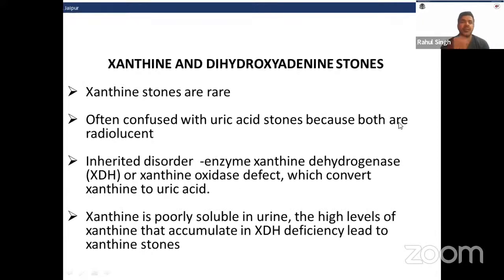Xanthine and dihydroxyadenine stones are rare. They are often confused with uric acid stones because of their radiolucency. They are commonly found in inherited disorders, with a defect of the enzyme xanthine dehydrogenase or xanthine oxidase, which converts xanthine to uric acid. Xanthine is poorly soluble in urine. The high levels of xanthine that accumulate in this deficiency lead to xanthine stones.